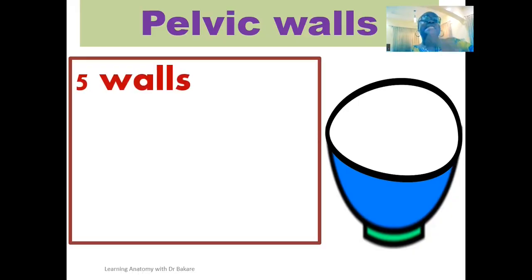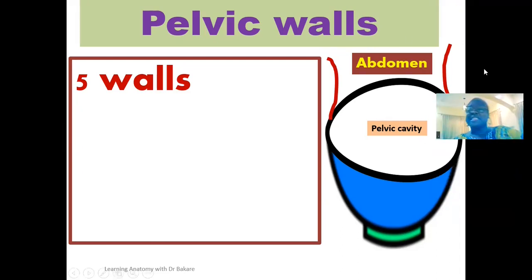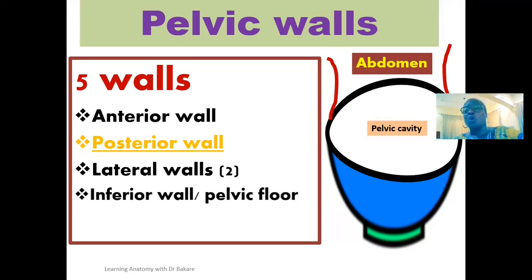The pelvic cavity is seen to generally have five walls. Let's say this is where we have the pelvic cavity, and above this region here is where we have the abdominal cavity. The abdominal cavity is superiorly continuous with the pelvic cavity below. The pelvic cavity is seen to have the anterior wall, which of course is the wall that is created in the anterior part, just as the name implies. And we have the posterior wall behind. Then we have two lateral walls on both sides. Then finally, we have the inferior wall, that is the inferior limit of the pelvic cavity. And this is also referred to as the pelvic floor.